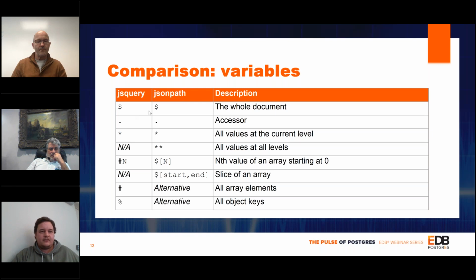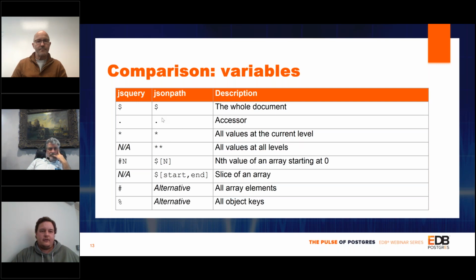So here we have two columns, Jsquery and JSON path. These are variables that are available in the two feature sets. The first one's a $. It's the same for Jsquery and JSON path. This accesses the whole JSON document. Then a full stop or period, which is the accessor. So this would be accessing the contents of $. Don't worry, I'll have some examples of how we use this. And then asterisk, that returns all values at the current level.